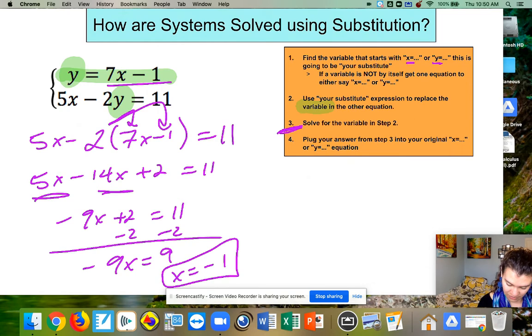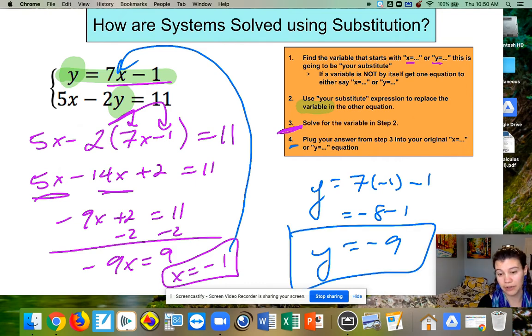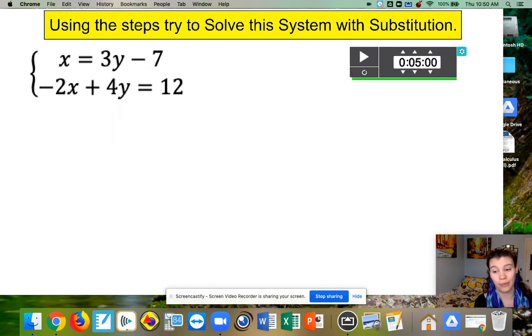Okay, now we're on step 4. So step 4, take this and plug it back in. So y is going to equal 7 times negative 1 minus 1, which is negative 8, or negative 9. And now you have both your values. You can always check by graphing or by plugging them back in and making sure that they make sense. All right, so you guys try this one on your own. Pause the video and solve this by substitution.